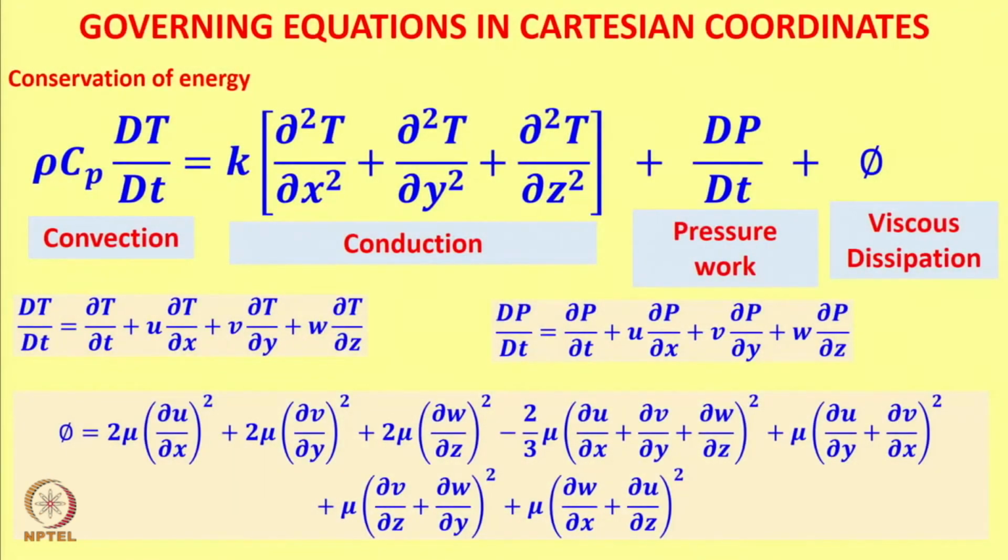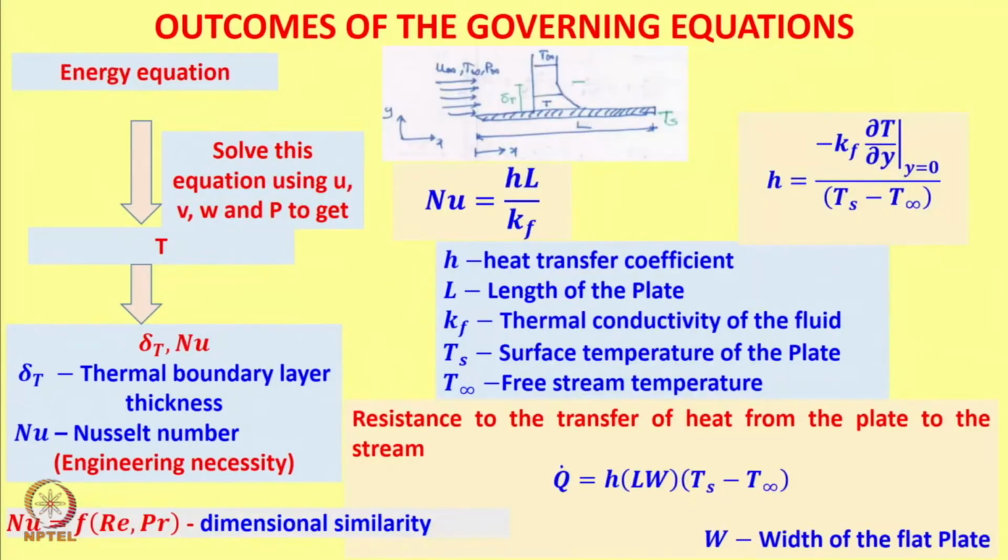Similarly, if I go back to my slides and take a recap of the energy equation: in the conservation of energy, you have rho Cp dT/dt, which is the convection term, k del squared T, which is the conduction term, dP/dt, which is the pressure work, plus phi, the viscous dissipation term. Now, let me get back to writing.